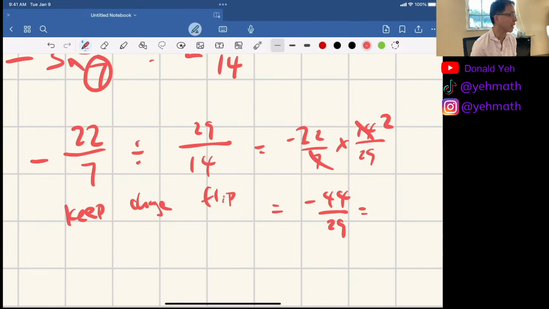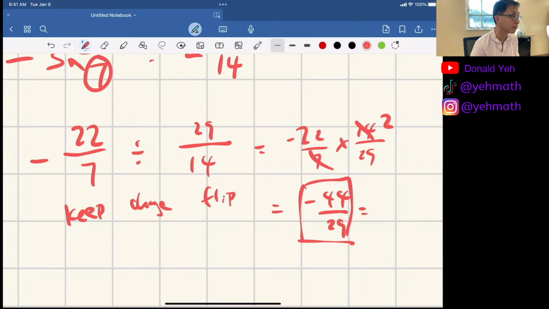Only in middle school you convert back to mixed number, because the M in mixed number stands for middle school. You only do that in middle school. In high school, you're gonna stick with improper fraction because that's a faster way to get an answer. You just move on. You don't have to stop. You don't have to keep on doing it. Does that make sense? So therefore, the answer is negative 44 over 29.